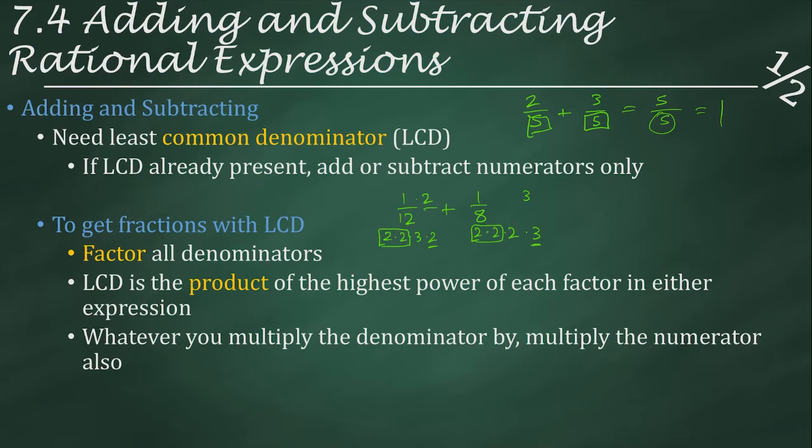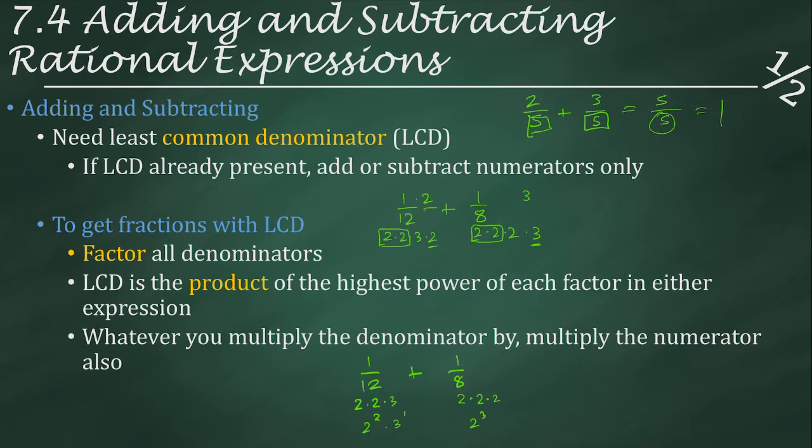The other way to look at it is going back to the 1/12 plus 1/8. Again, 12 is 2 times 2 times 3, which is 2 squared and 3 to the first. 8 is 2 times 2 times 2, or 2 cubed.